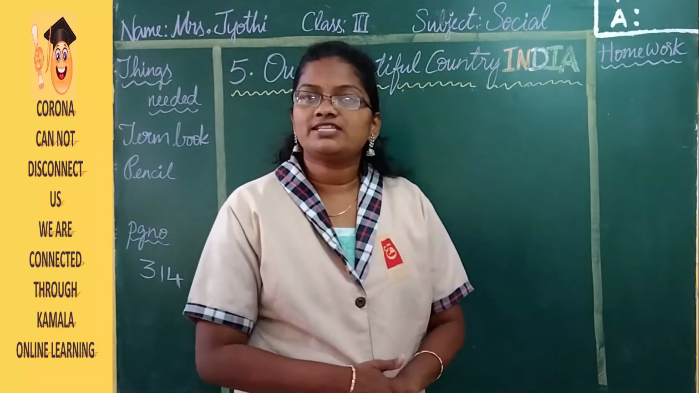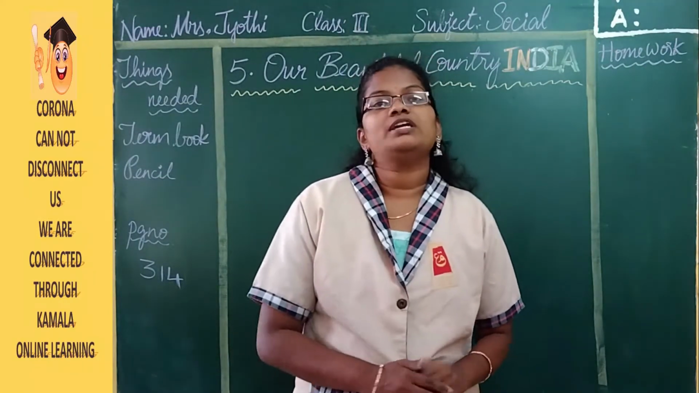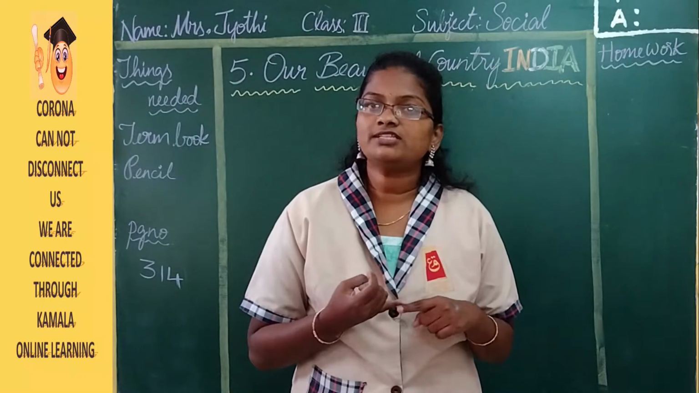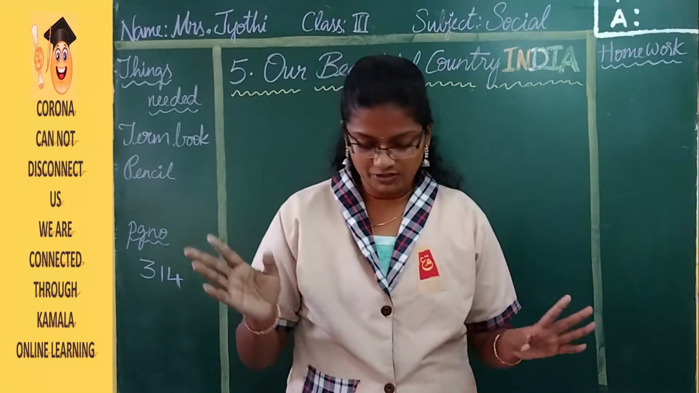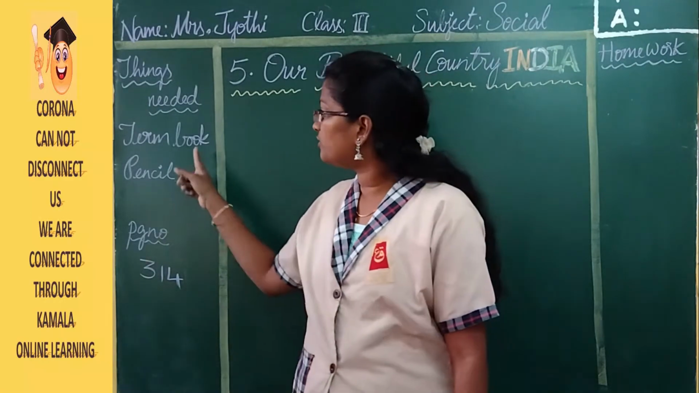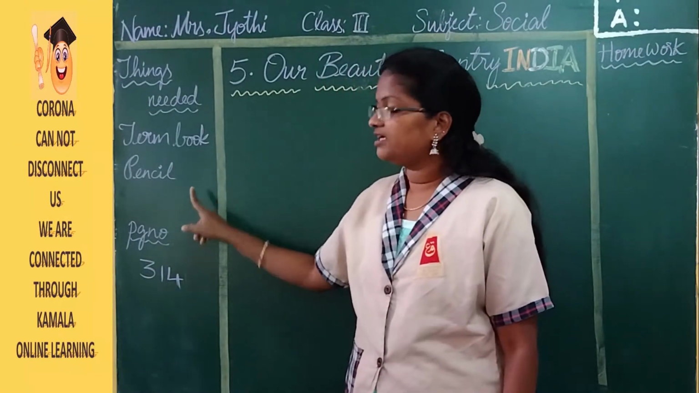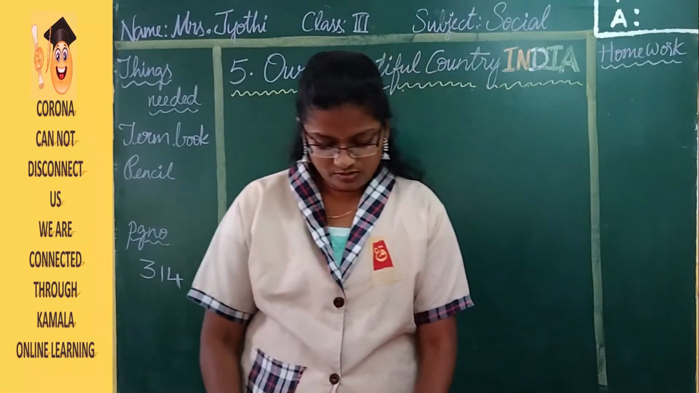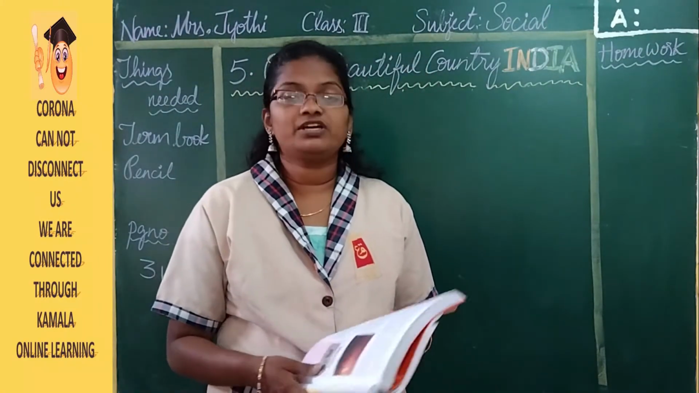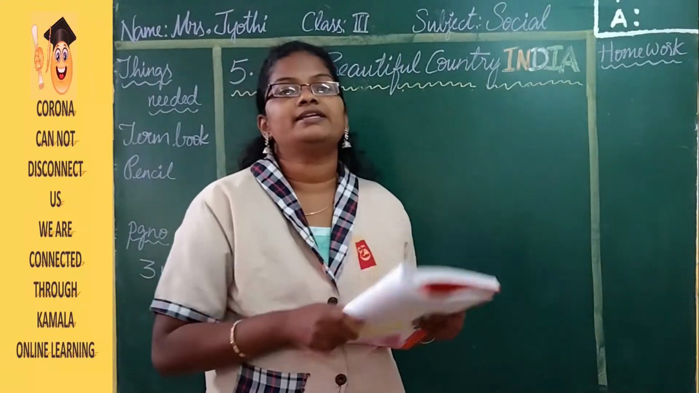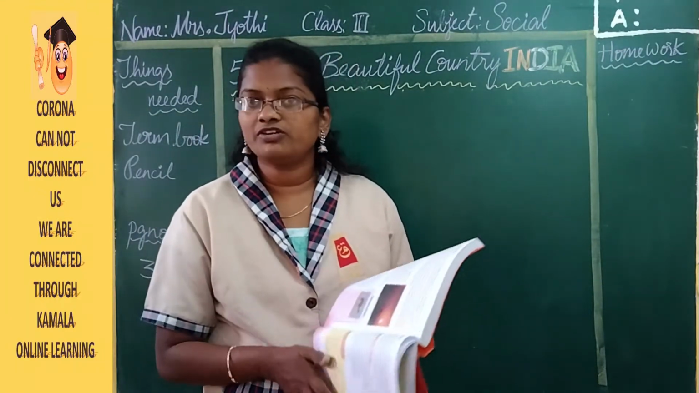A little portion of the lesson we have completed. India has different landforms, and we have learned about mountains, plains and plateaus. Now today we are going to learn about the remaining three parts. So keep your pencil ready and open page number 314. On page 314 we are going to learn about the deserts, coastal plains and islands, and then we will do the objective part also.